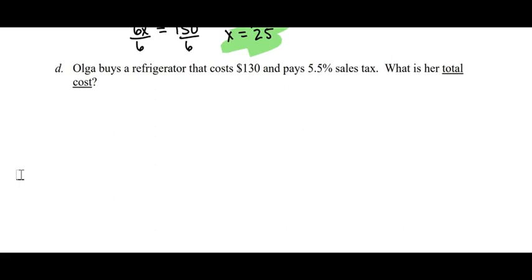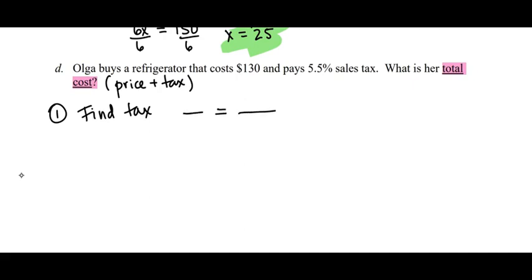Olga buys a refrigerator that costs $130 and pays 5.5% tax. What is her total cost? So be very careful because we are asked to find the total cost. That means price plus tax. So the first step, we're going to find our price. Well, we already have the 130. So yeah, find tax. All right, so amount of tax. Let's go ahead and do that, and then we will add them together.